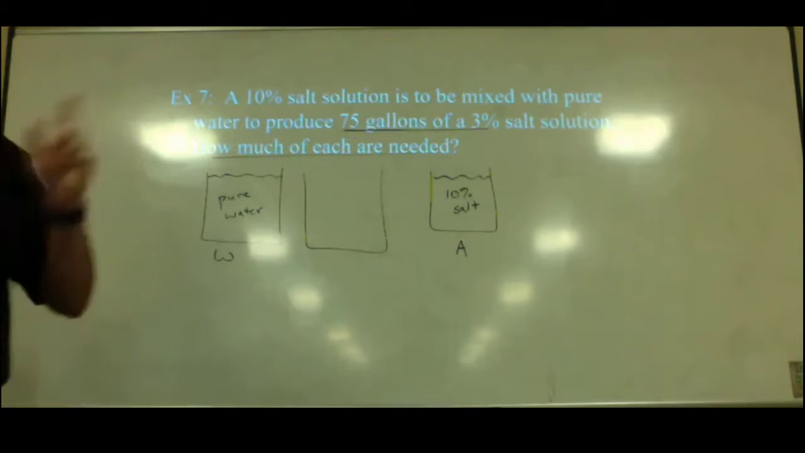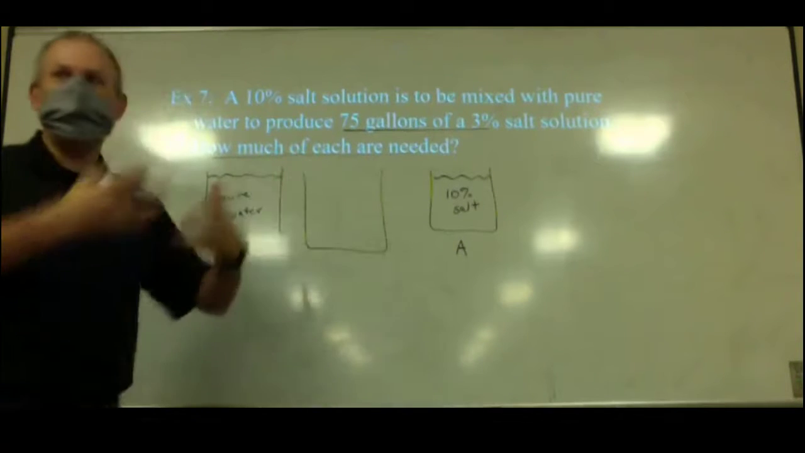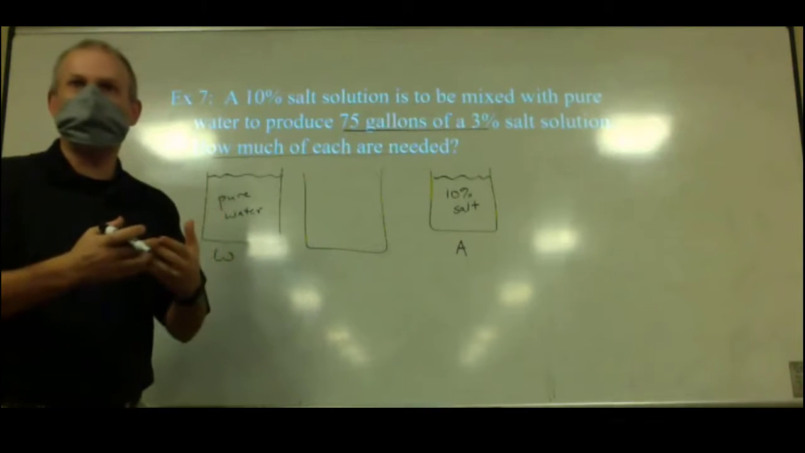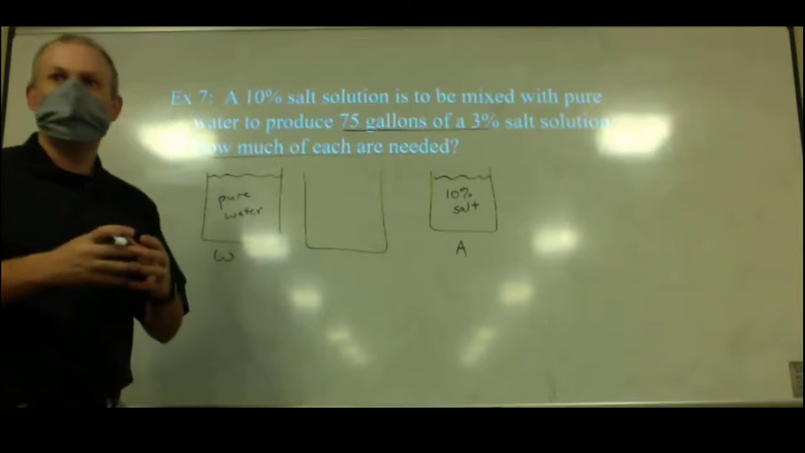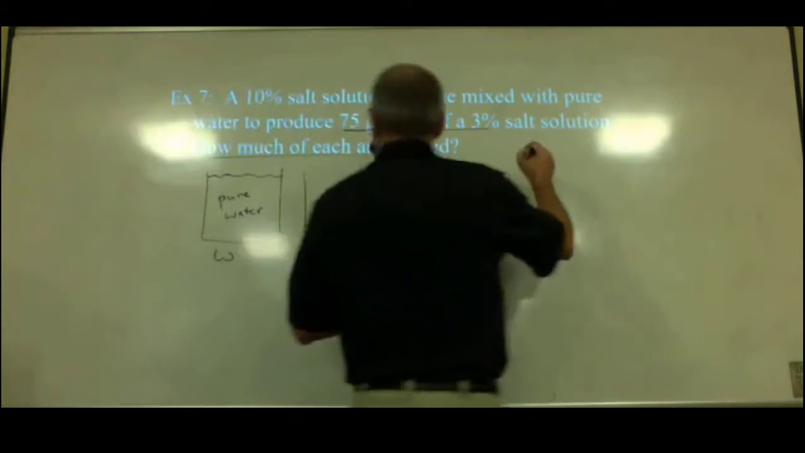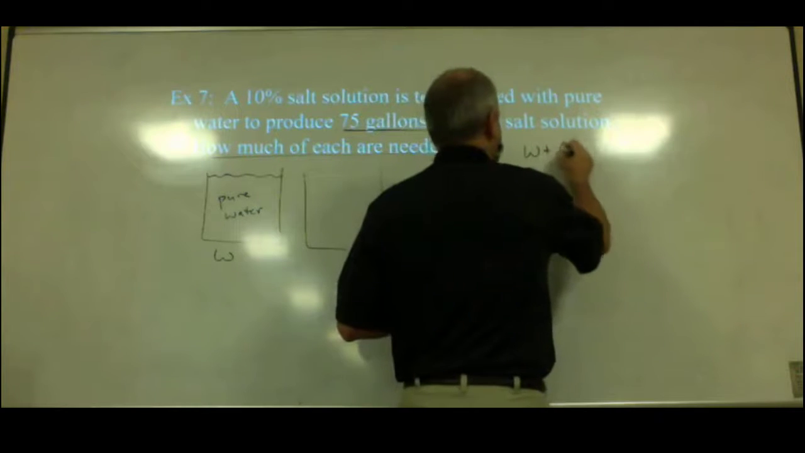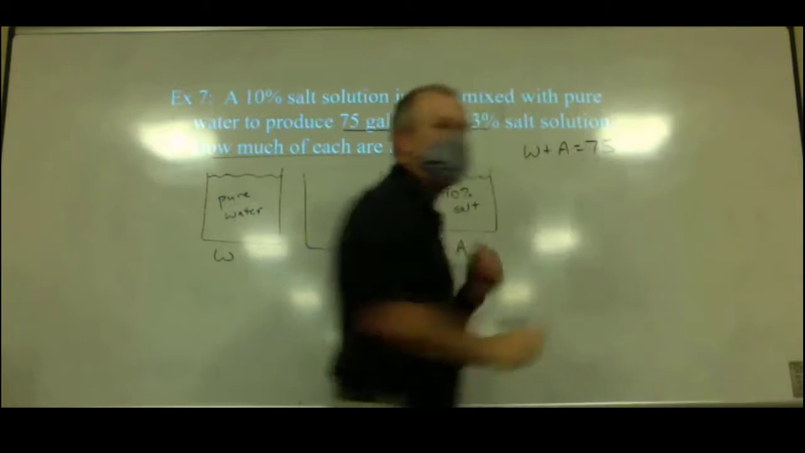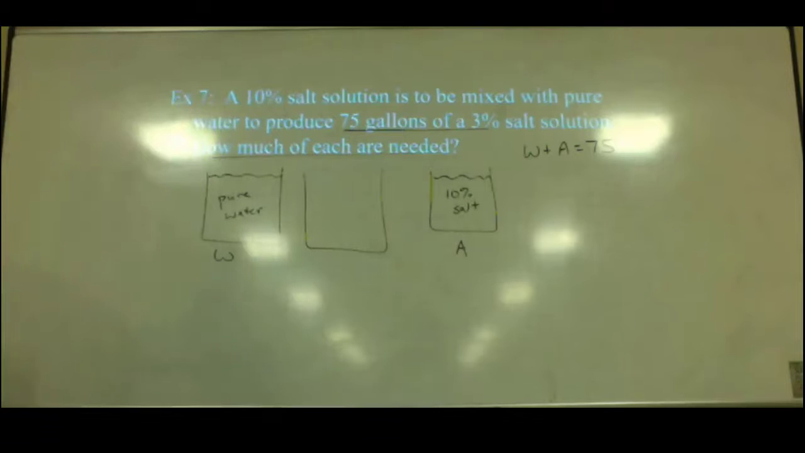Okay? Now, what do we know? When we mix them together, how much total are we supposed to get? How many gallons? 75. Say it again. 75? 75. So we know that W plus A is supposed to equal 75, correct? Total of 75 gallons. Now here's the one part that's a little bit tricky.